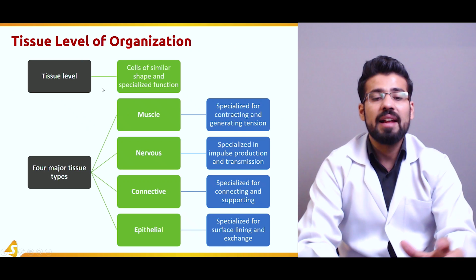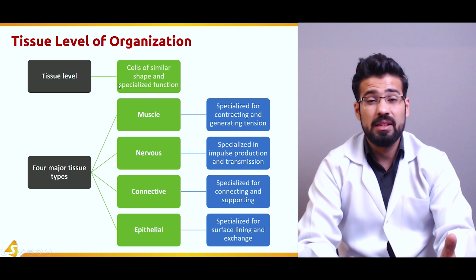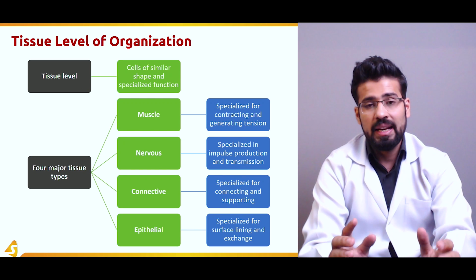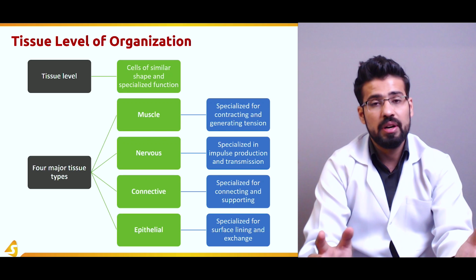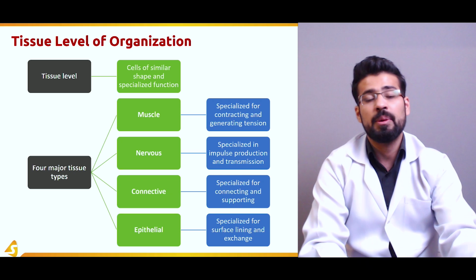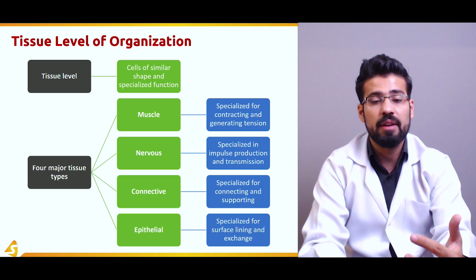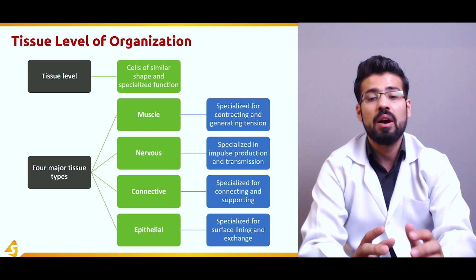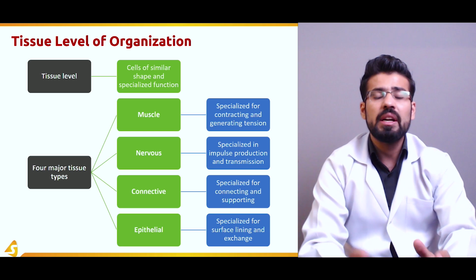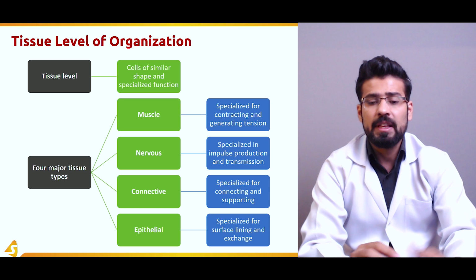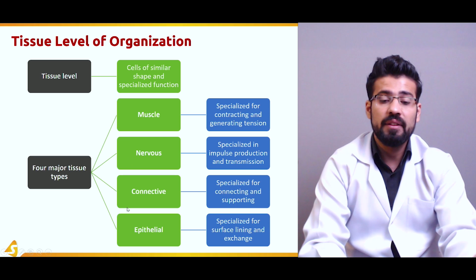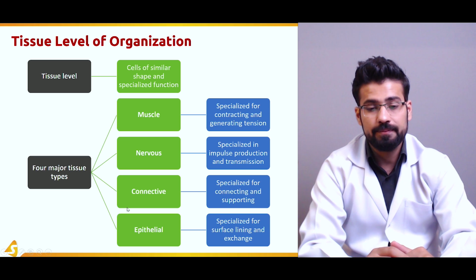So, moving on from the chemical and the cellular level, let's move towards the tissue level. At the tissue level, the cells are of similar shape and they have a specialized function. Like in a particular organization, there are different departments, and each department has a particular function. Similarly, at the tissue level, the cells are of similar shape and they perform a specialized function. Now, there are different types of tissues. That includes the muscle, the nervous tissues, the connective tissues, and the epithelial tissues.